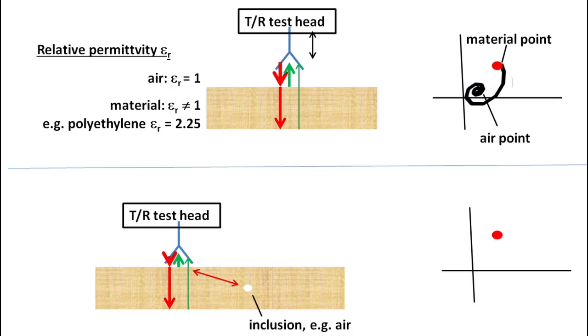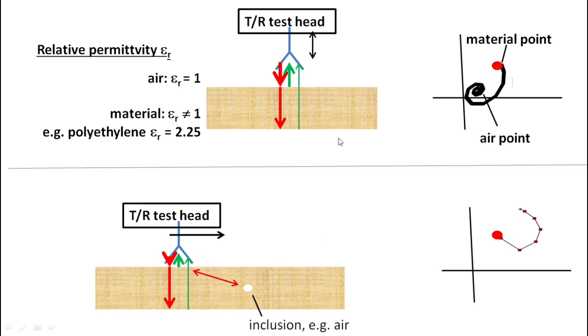So then when moving to the right, we obtain this shape, what we had learned before for the defect in air. And this only adds to the materials point here. This point is just the situation where the test head is over the inclusion, and then the indication goes back to the materials point when the test head is very, very far away.